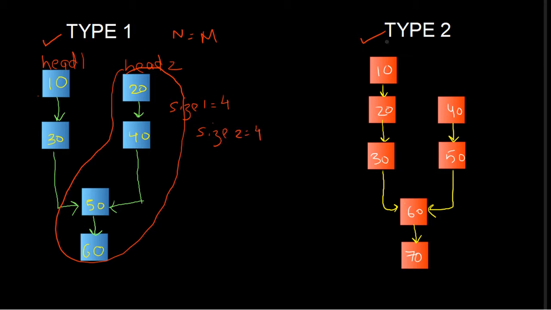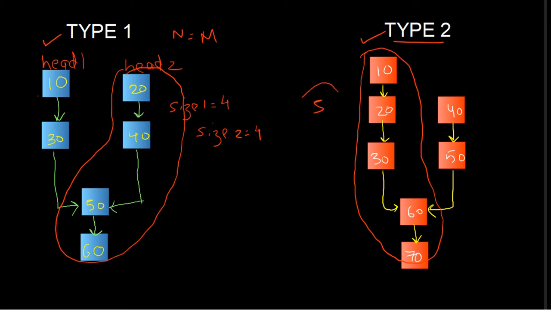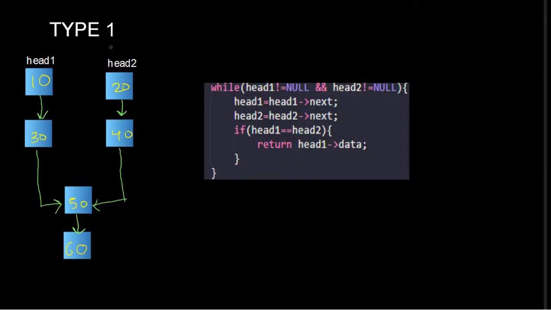But in the second type, as you can see in type 2, the size of linked list 1 is not equal to the size of linked list 2. Here in linked list 1, how many nodes are there? 1, 2, 3, 4, 5. So 5 nodes are in linked list 1, and in linked list 2, 4 nodes are present. So first of all, we will try to solve the type 1 question. When the nodes in linked list 1 and linked list 2 are equal, this question becomes very easy.